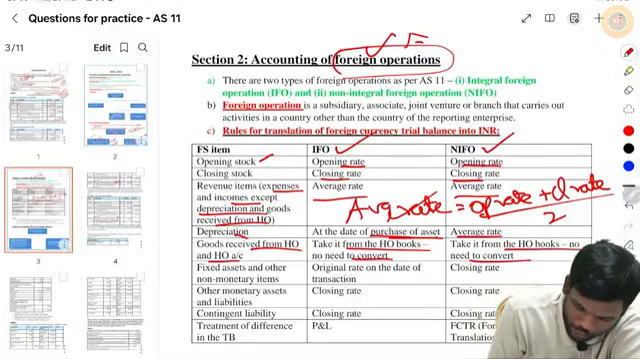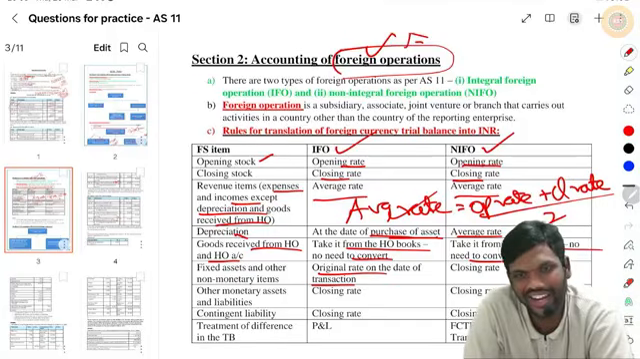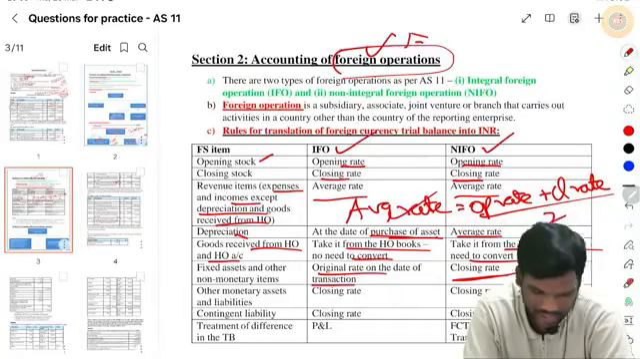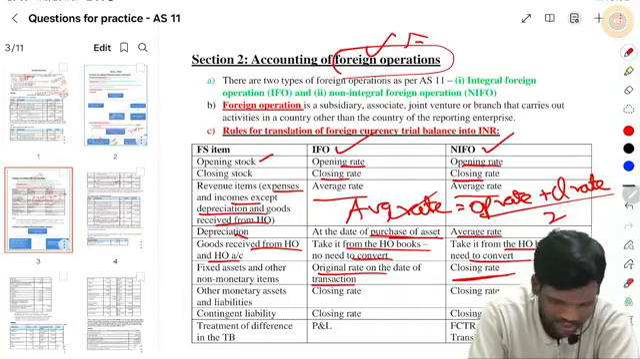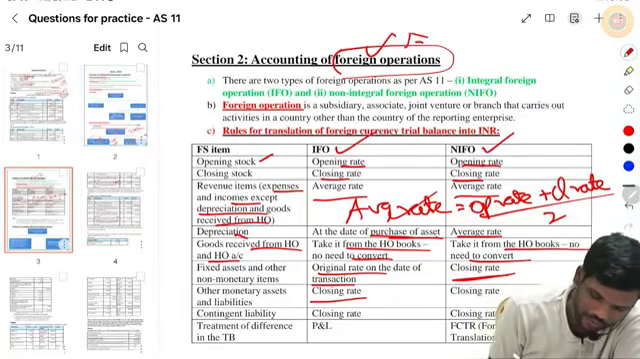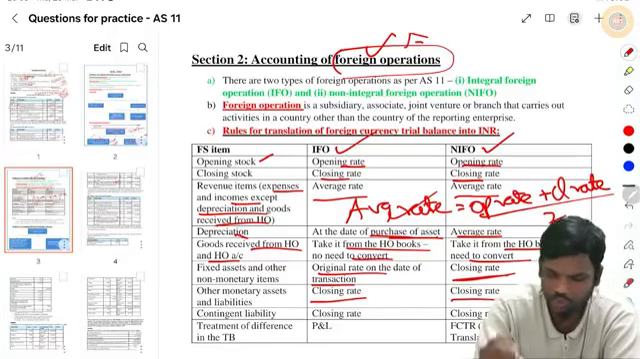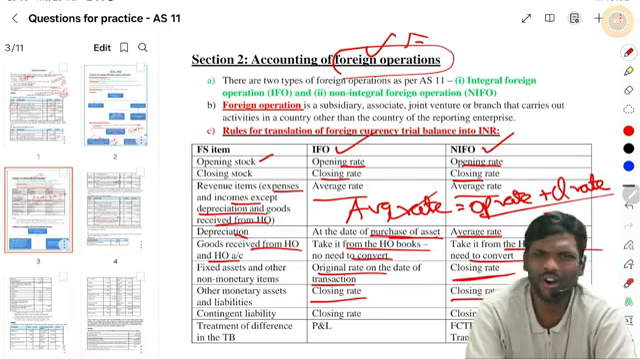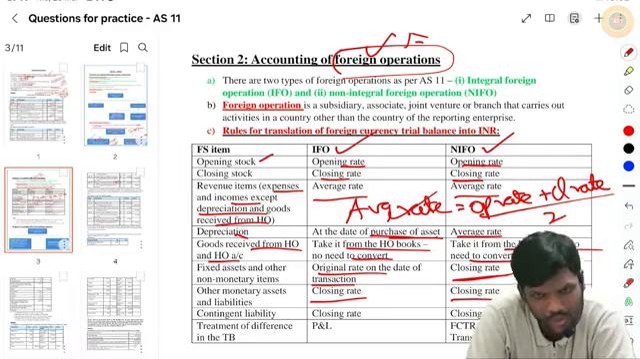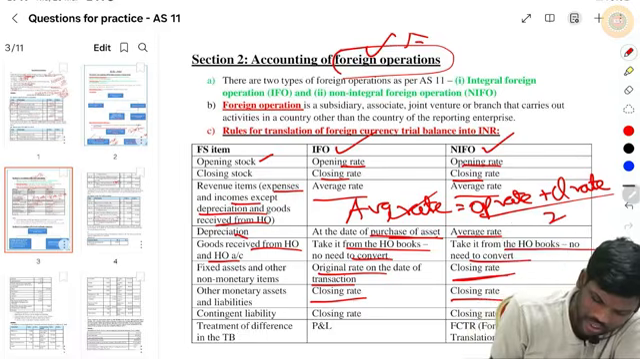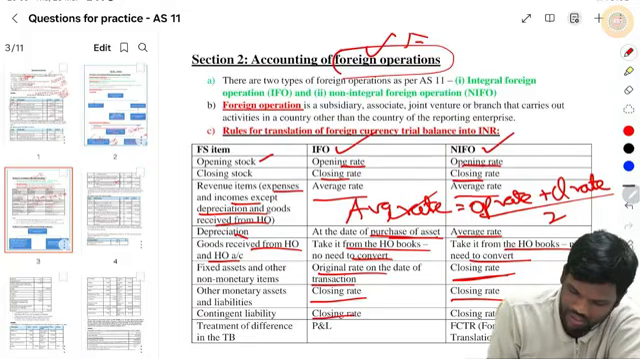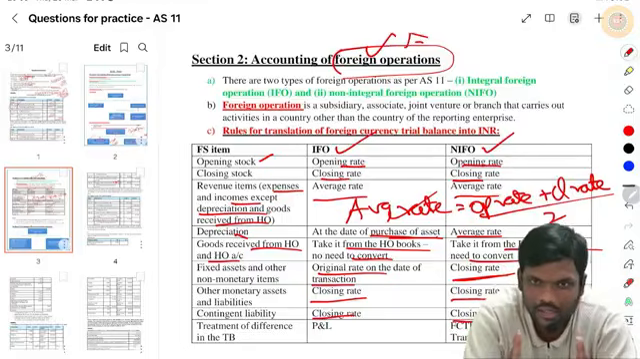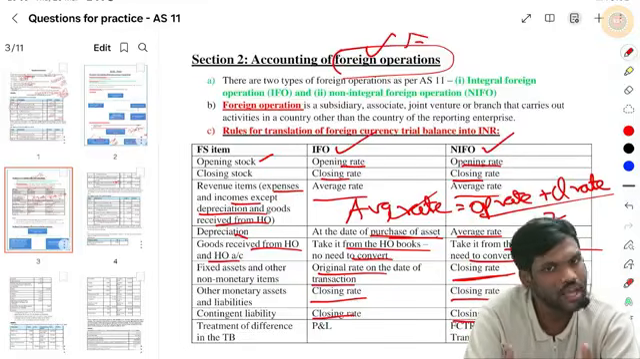No need to convert. Last three, fixed assets and other non-monetary items. If it is IFO, we will use the exchange rate on the date of transaction. But if it is NIFO, we will still use the closing rate. In case of other monetary assets and liabilities, even for IFO, we will use closing rate. NIFO also we will use closing rate. And if there is any contingent liability, it will not be accounted. Contingent liability will always be only disclosed. Even that you need to translate using closing rate, both for IFO as well as NIFO. Okay, please learn this table very well. This is very, very important.